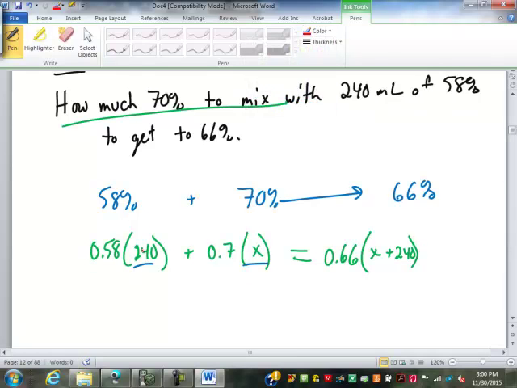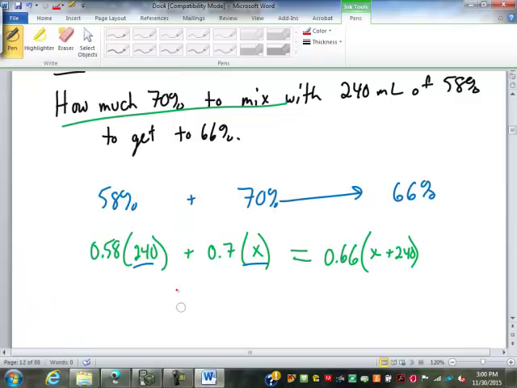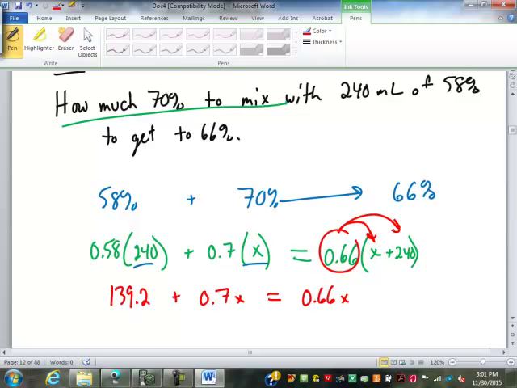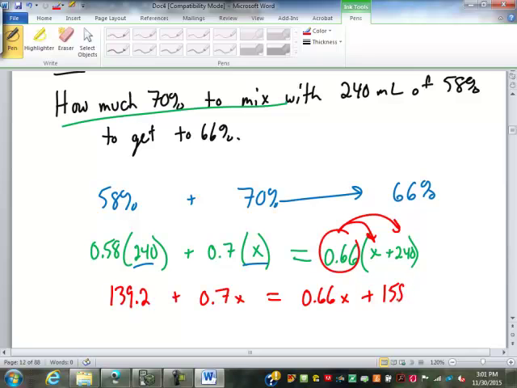So now 0.58 times 240 is, this one's going to get ugly. 139.2. 0.7x is just 0.7x. Over here we've got 0.66 times x is 0.66x, but we also have to do 0.66 times 240, which is 158.4.